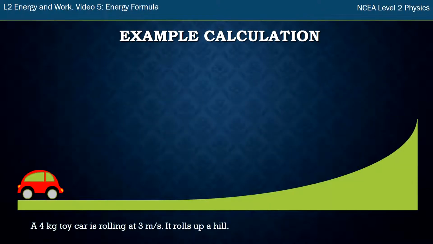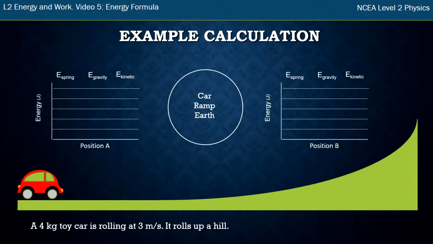So say I have a toy car and it's just rolling along on its own steam. It's a frictionless situation and it rolls up the hill. So as I've said earlier, I want to do my energy bar chart first. My system is the car, that ramp and the earth. It's moving to start with, so it's got kinetic energy and I've given it 5 bars. And when it gets up the hill to its highest point, it's not moving anymore. So 0 kinetic energy, but it's up high, so it has gravitational potential energy.